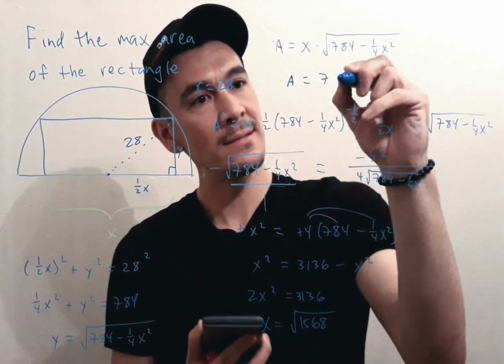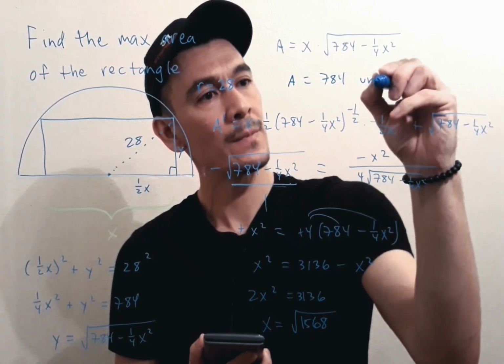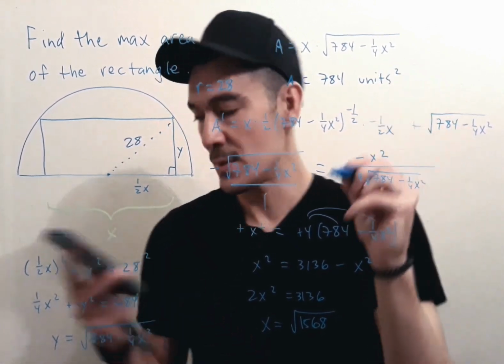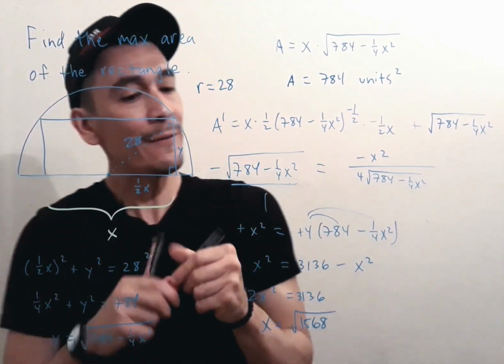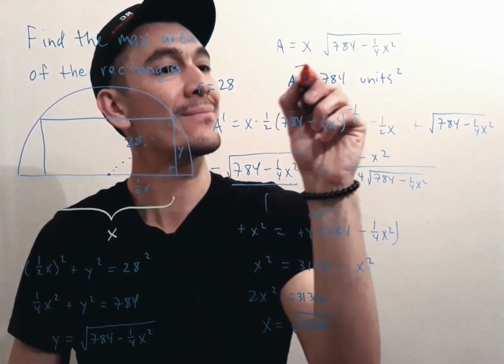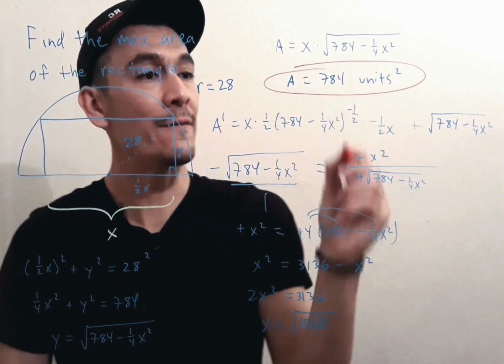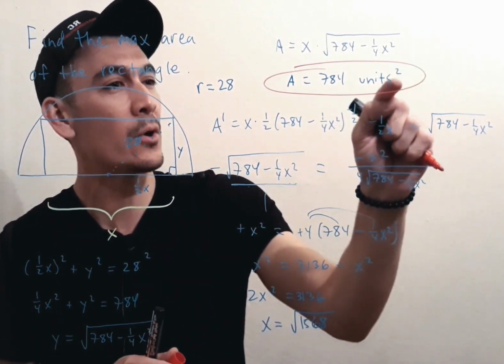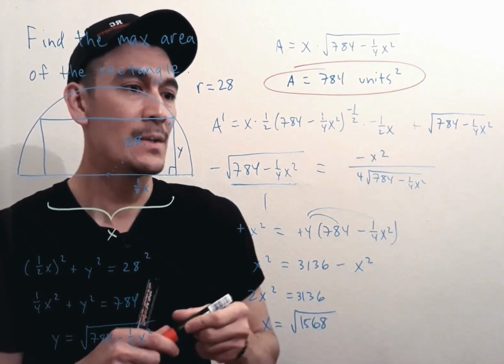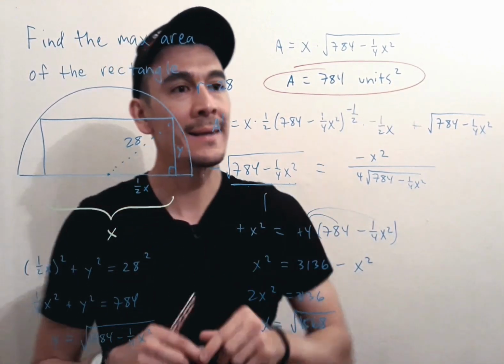So I got back 784 square units. So assuming that they actually wanted the area itself, it would be this number here. If all they wanted was the function, you'd give them this, but I'm pretty sure that they will require this from us as well. So that's how a problem like this can be performed.